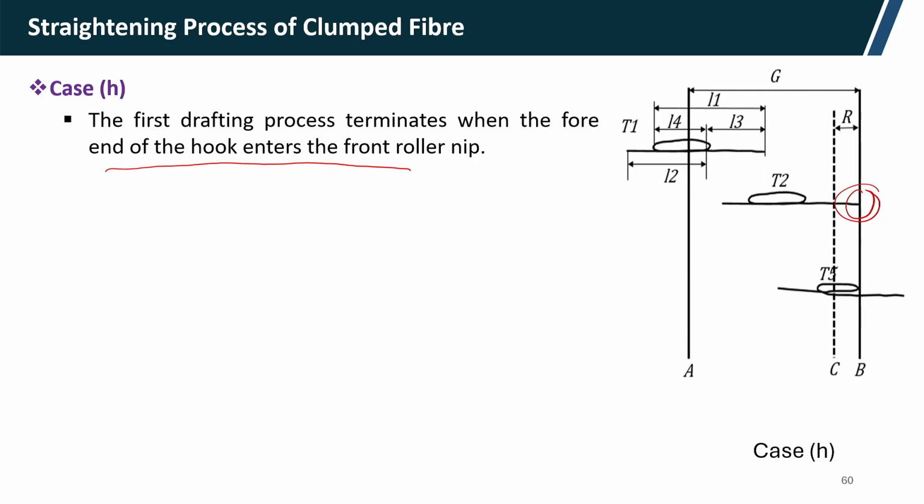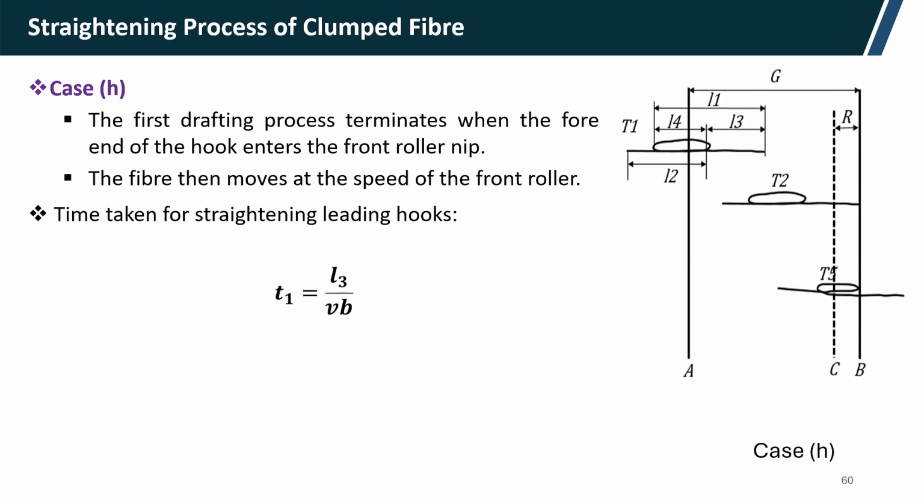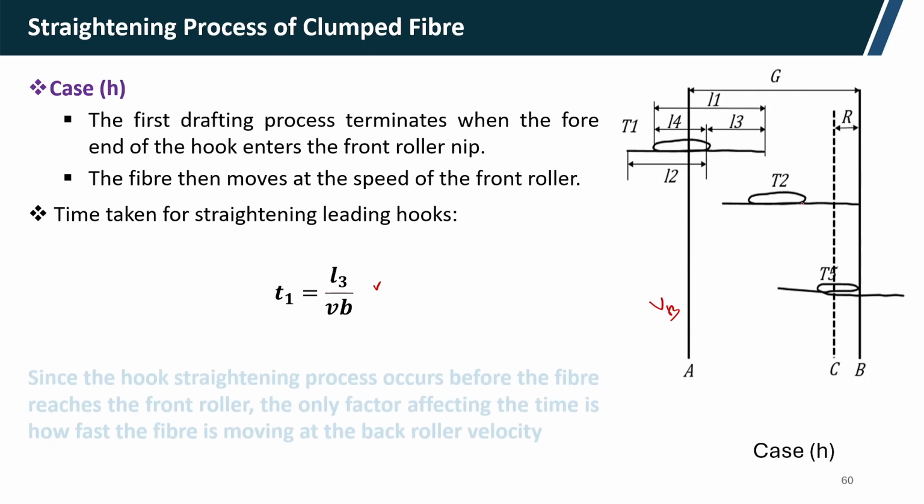So, that first drafting will terminate here, and the fibre will automatically move. So, the fibre then moves at the speed of the front roller. Time taken for straightening the leading hooks will be L3 by Vb, where Vb is the speed of the back roller and L3 is the length.